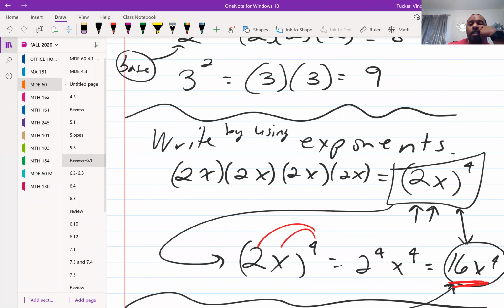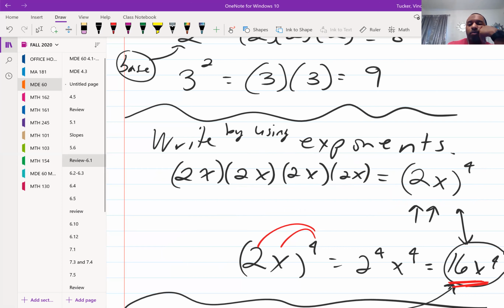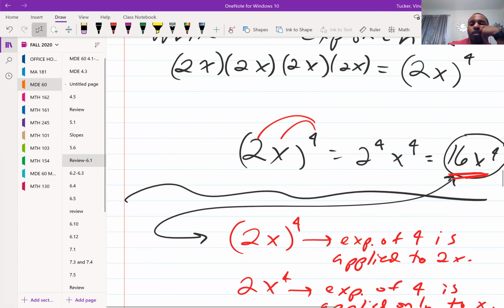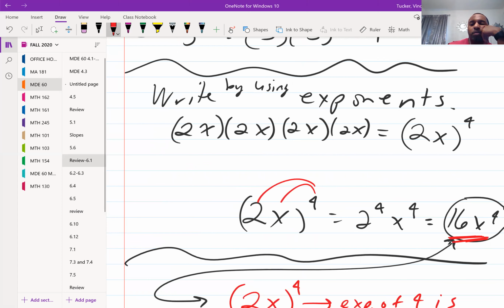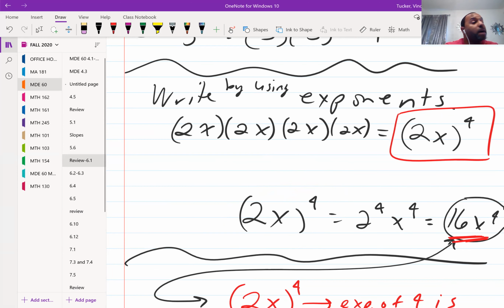So one exercise could ask you to write by using your exponents. If they give you 2x times itself 4 times, that would just be 2x to the 4th power. They shouldn't ask you to do this yet because we haven't talked about exponential rules, so in this exercise they probably just leave it like that. Somebody must have asked me a question about this, so we'll talk about that in a second, but 2x raised to the 4th power will be how they want you to write it.